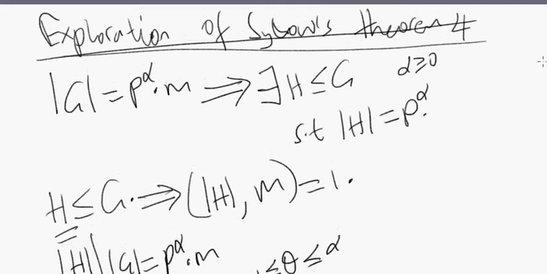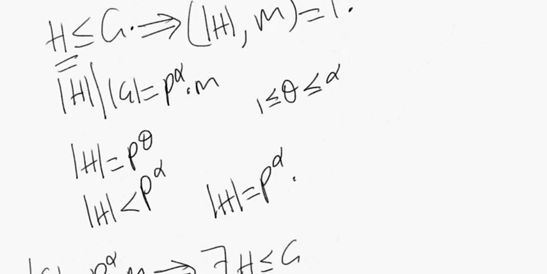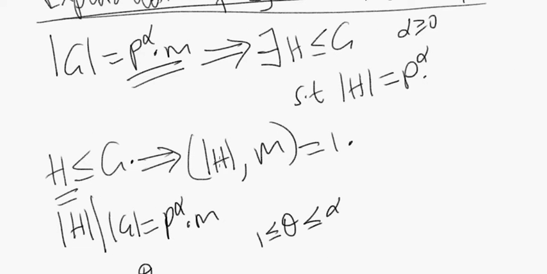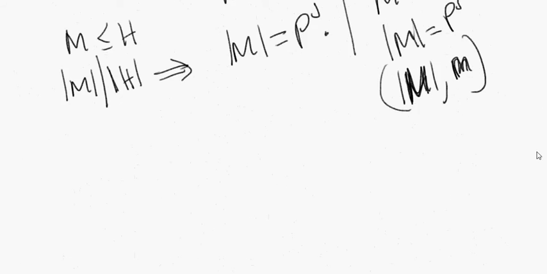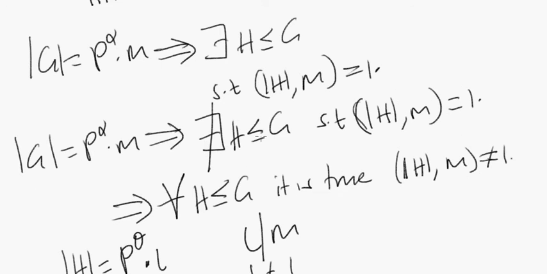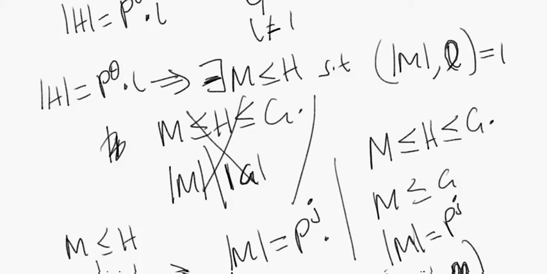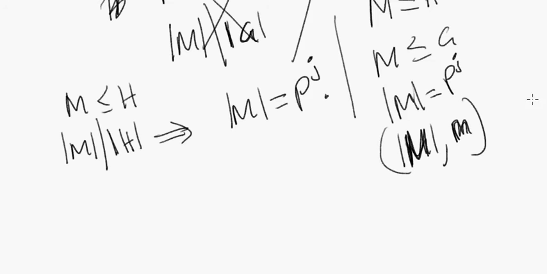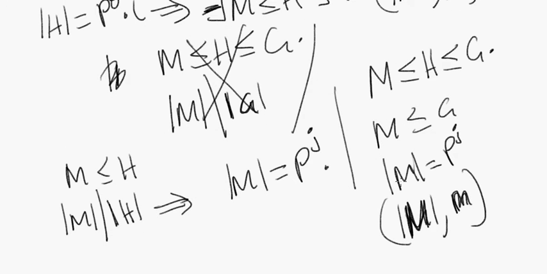So we started with a group of order p to the alpha times little m, and we picked that. We said, look, we pick a subgroup h of g, and the GCD of the order of h and little m is going to give us 1. Or actually, we're assuming that it can't give us 1, that for no subgroup h of g can the GCD of the order of h and little m give us 1. But now we found some subgroup big M of g whose order is p to the j.